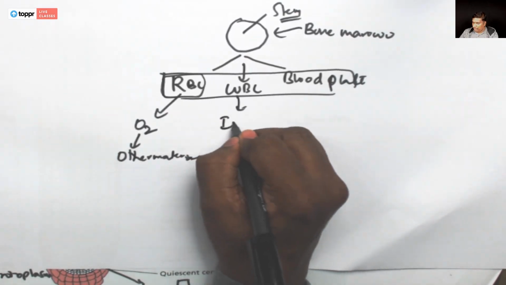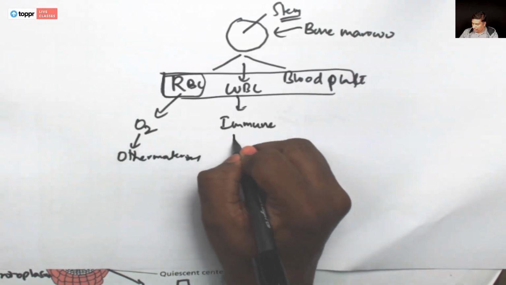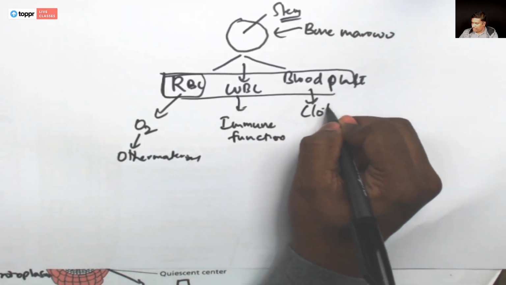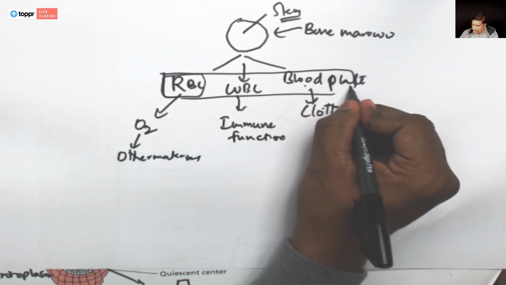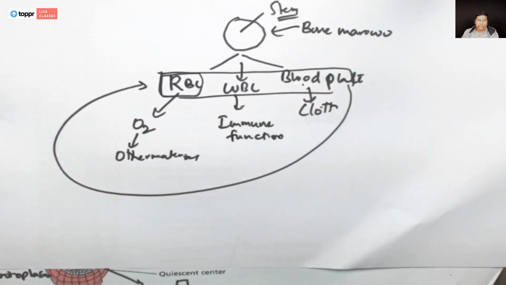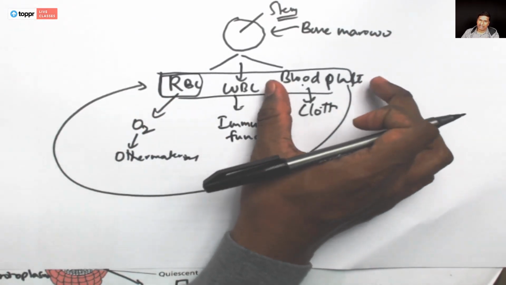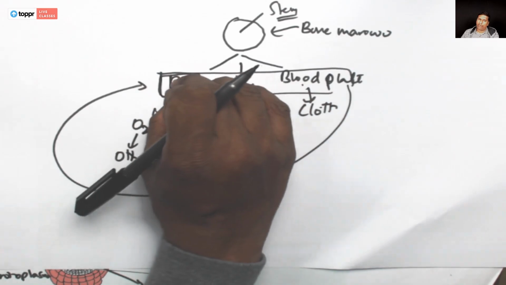WBC can perform the immune functions. Platelets can perform the clotting functions. These cells, the blood platelets, cannot suddenly go back to form the RBC and start performing a different function. They are committed, they are differentiated, they cannot go back to form any other kind of cells.